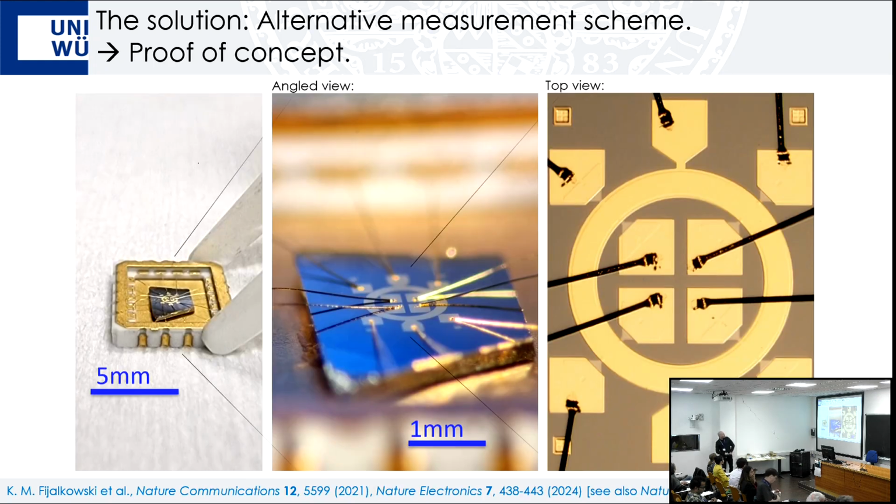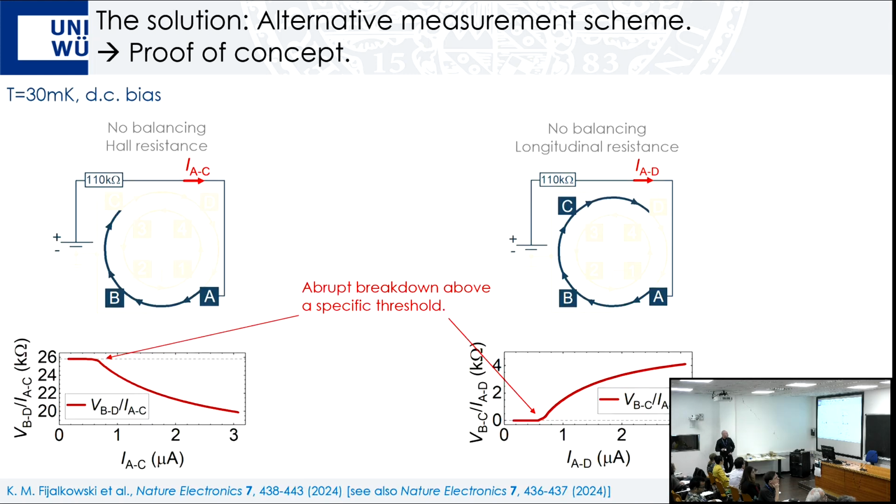Okay, so to test it, we need a device which can do that. Here you can see how such a device looks like. We have multiple contacts on inner and outer perimeter. We also have a top gate to tune the sample into the middle of the plateau. Yeah, so now we cool this sample to, again, 30 millikelvins. And first we do a control experiment without any balancing.